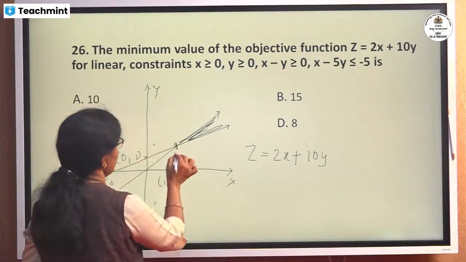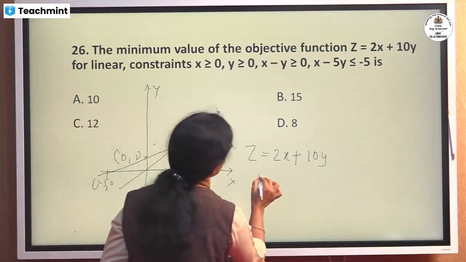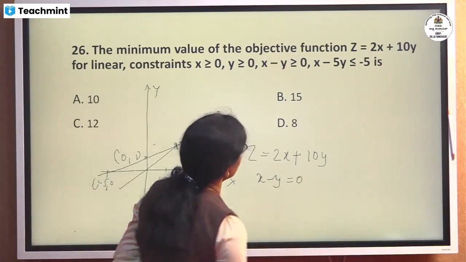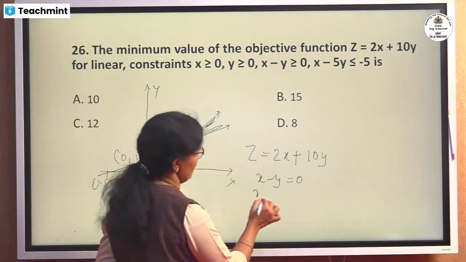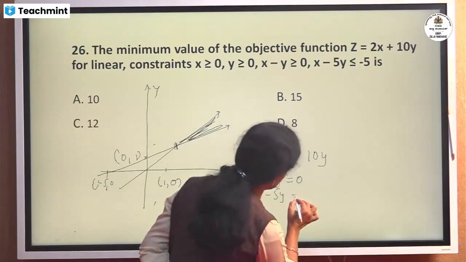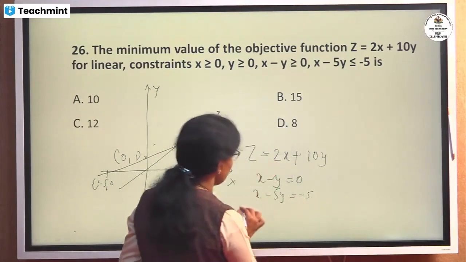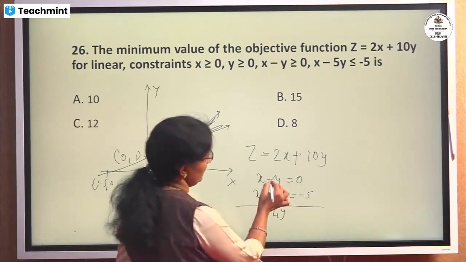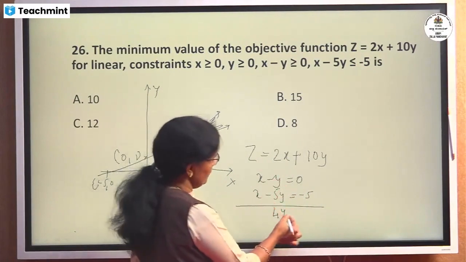Substitute here. What is this point that you have to find out? Very easy thing to find the value of x and y, because very easy equation is there. Minus 5, y is equal to minus 5. I will subtract one equation from the other equation. I will get here 4y minus 5y, that is equal to 4y.